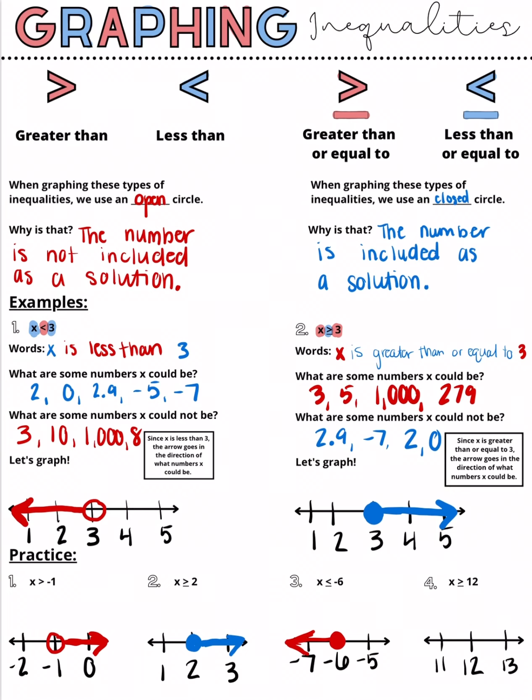So x is greater than or equal to 12, so we're going to do a closed circle. And because x is greater than 12, we're going to go to the right.